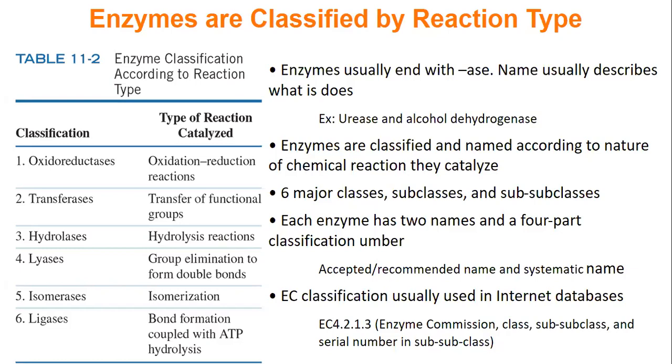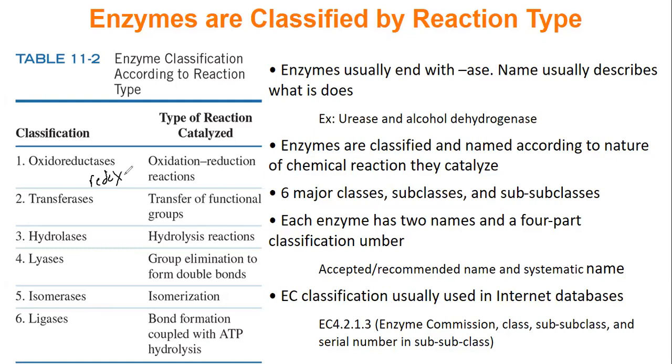And we do have a systematic name for enzymes, though. And there are six major classes of enzymes. So enzymes basically do only six different types of reactions. You have your redox reactions, you have your transferases, which transfer functional groups from one molecule to another. Your hydrolases, which do hydrolysis.